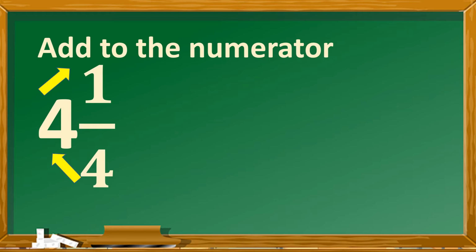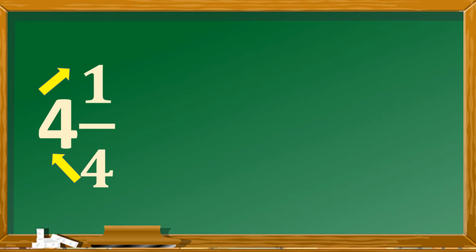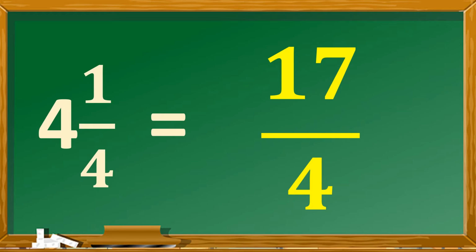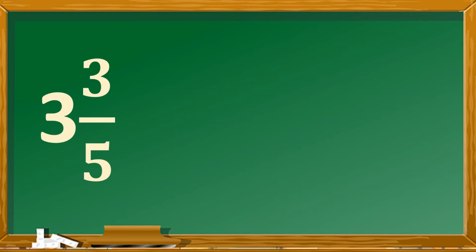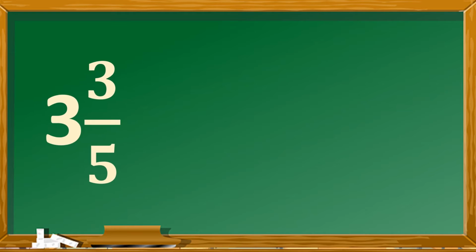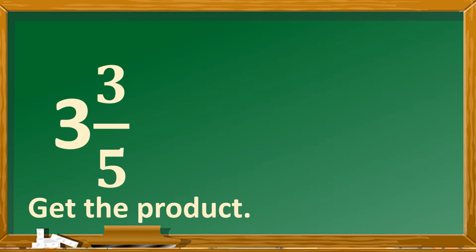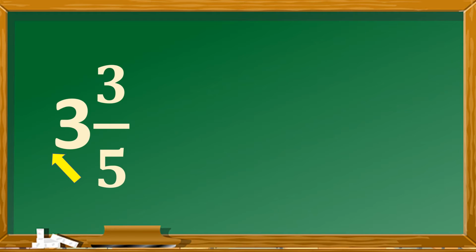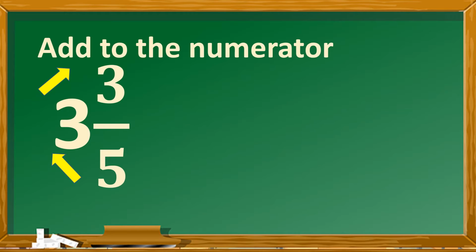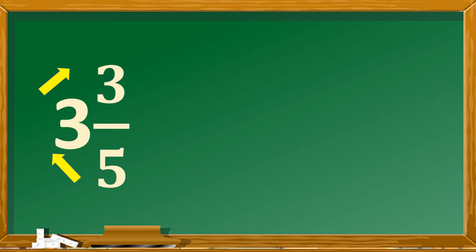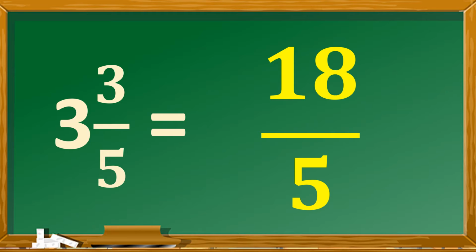So, the improper fraction of this mixed fraction is 17/4. Now, let's proceed to the second mixed fraction. 3 and 3/5. So again, get the product of 3 and 5, and then the product will be added to the numerator. So, the improper fraction of this mixed fraction is 18/5. Now, we can now subtract the two improper fractions.